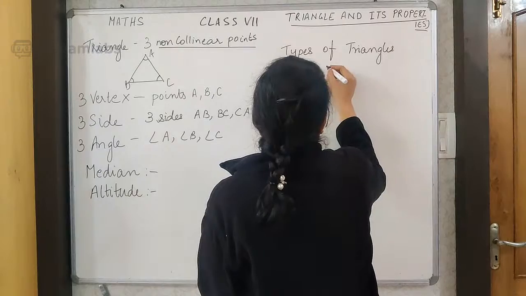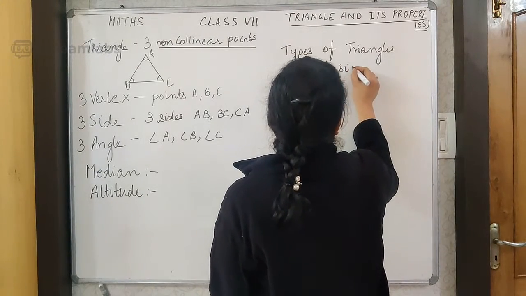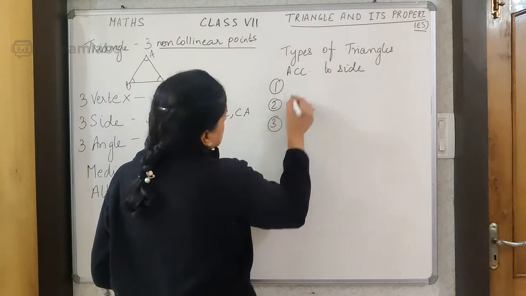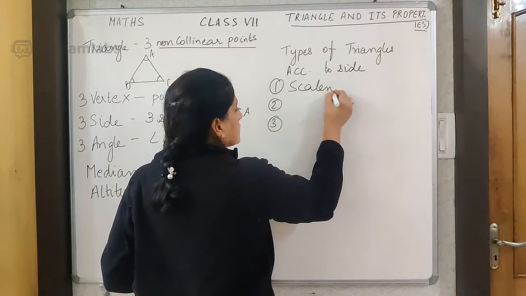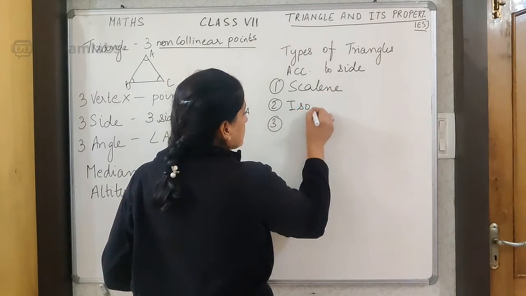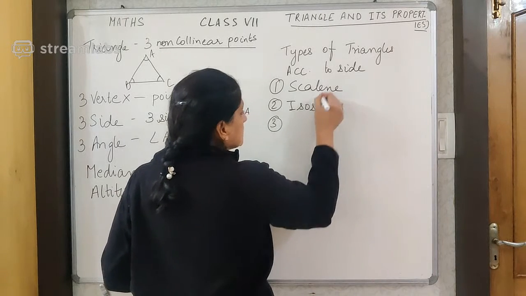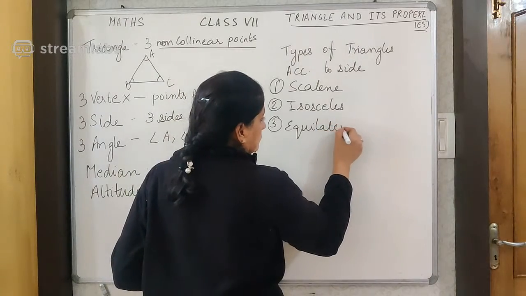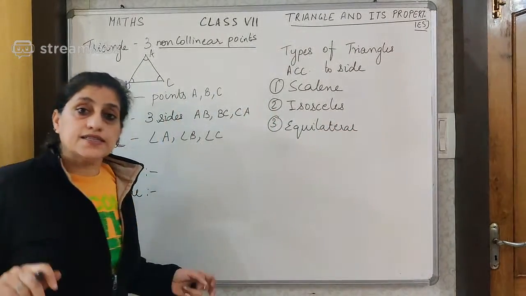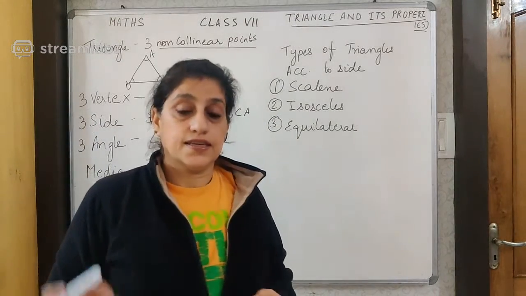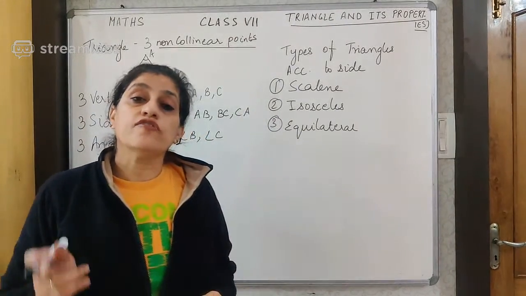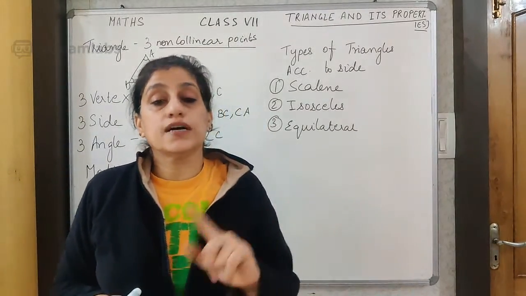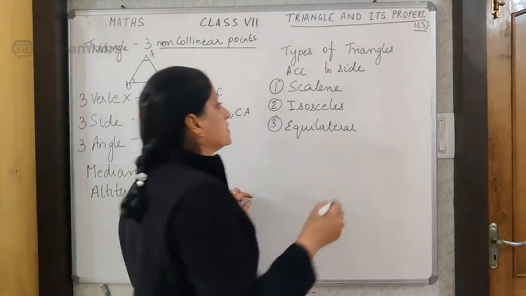If I classify triangles according to these sides, I have 3 types of triangles: scalene, isosceles. When you learn this, children, please learn the correct spelling of these words. And equilateral. We have already discussed that in a triangle there are 3 sides. If all the 3 sides are of unequal length, means if the length of any side is not equal to the other side, such a triangle is called a scalene triangle.